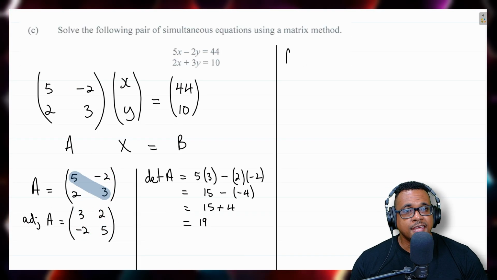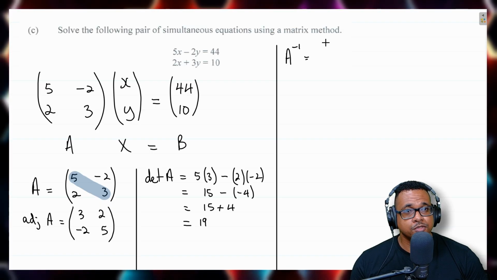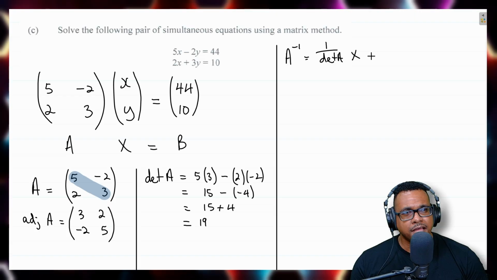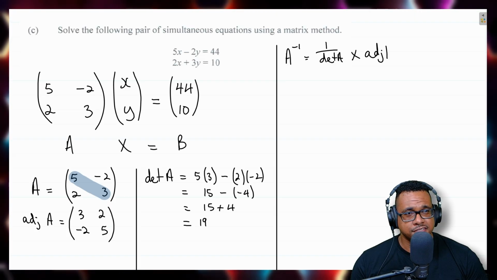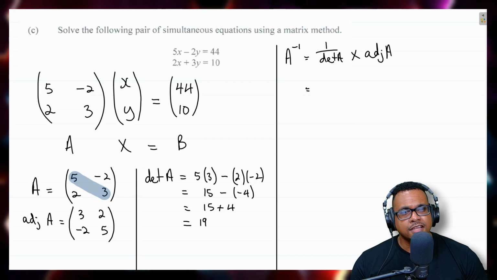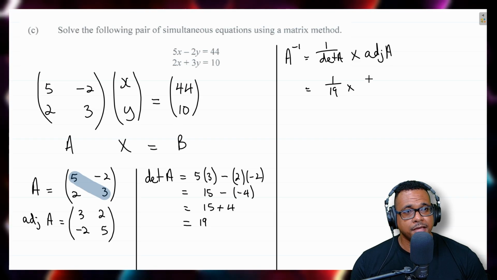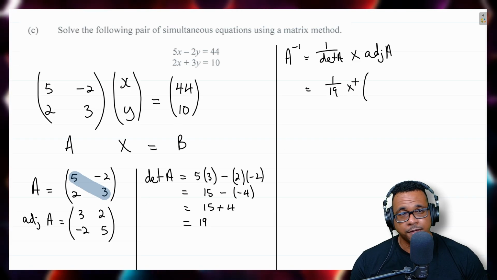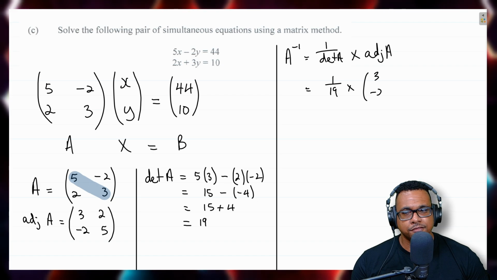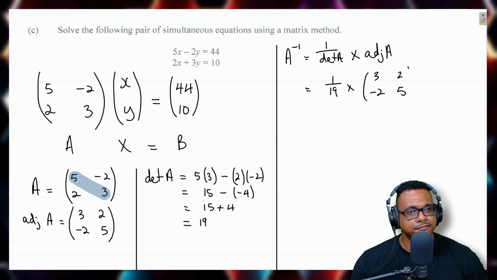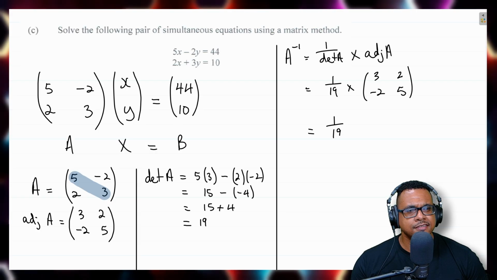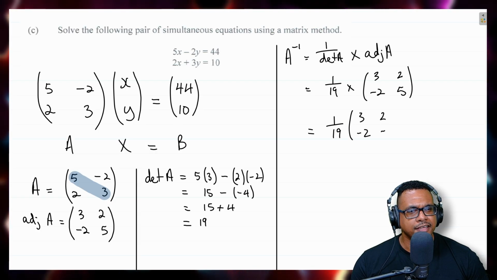So my matrix A inverse is equal to 1 over the determinant of A multiplied by the adjoint of that matrix A. So that's equal to 1 over 19 multiplied by my adjoint, which is this matrix down here, 3, negative 2, 2, 5. So you can write that as 1 over 19, 3, negative 2, 2, 5.